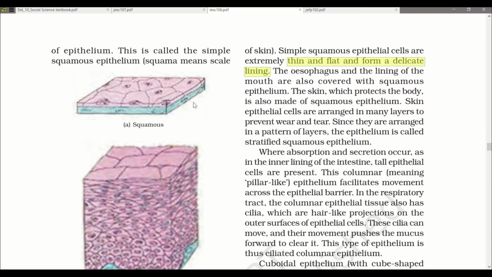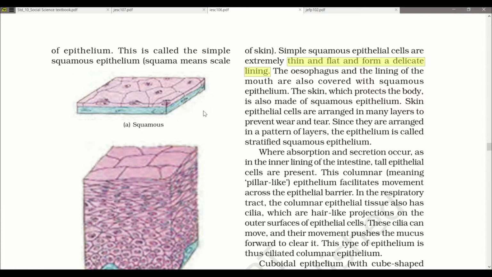upper layer of any of the body organs, and it is very thin and flat and has a delicate lining. The organs that have squamous epithelium are the lining of the mouth and esophagus. Skin which protects the body is also made up of squamous epithelium. Sometimes that skin has to go through a lot of wear and tear. So for that, if a simple squamous epithelium is there, it may be damaged many times and may be unrepairable also. So that way, skin provides another layer of epithelial tissue.